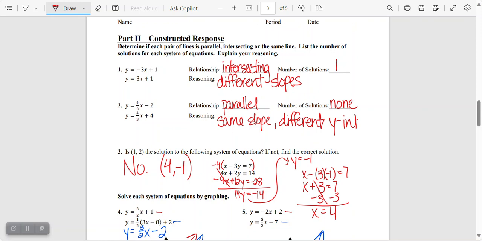And the reason, you have to say more than just the same slope. They have the same slope, but different y-intercepts. Because remember, if it's the same slope and the same y-intercept, then it's the same line, and that's a totally different thing.